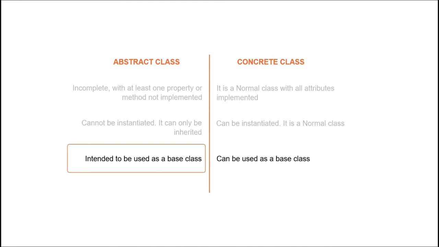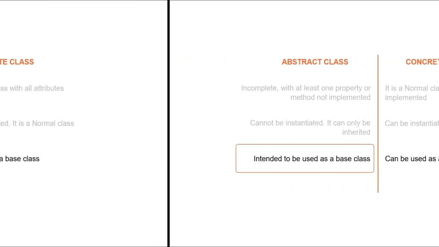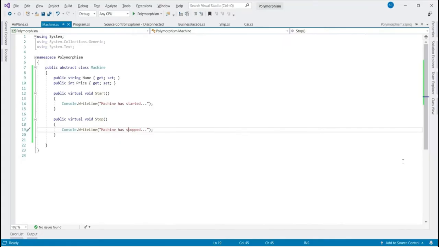So to summarize, an abstract class is a class where we have at least one property or method as abstract, and we cannot instantiate an abstract class because it is not a real business entity and doesn't make sense to instantiate. It is intended to be inherited only. Let's flip back to Visual Studio.